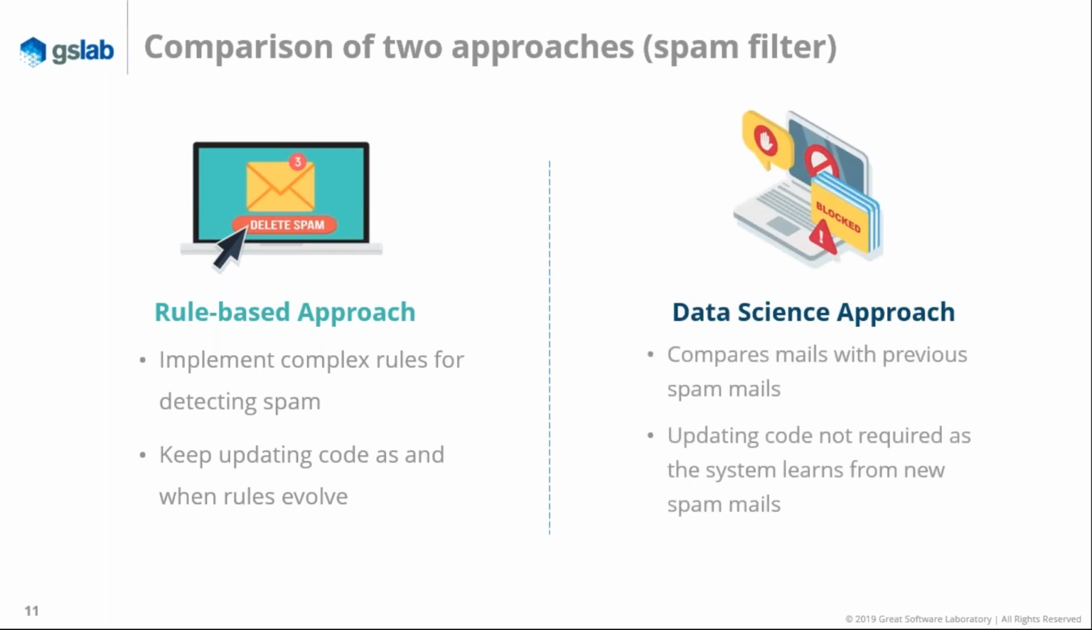As against this, the data science approach offers more benefits. So as the basic approach, to find out whether a mail is spam, it will compare the mail with the previous spam and non-spam mails, to put it in a crude way. Internally, obviously, it will have a lot of mathematical details and use a lot of mathematical theorems.